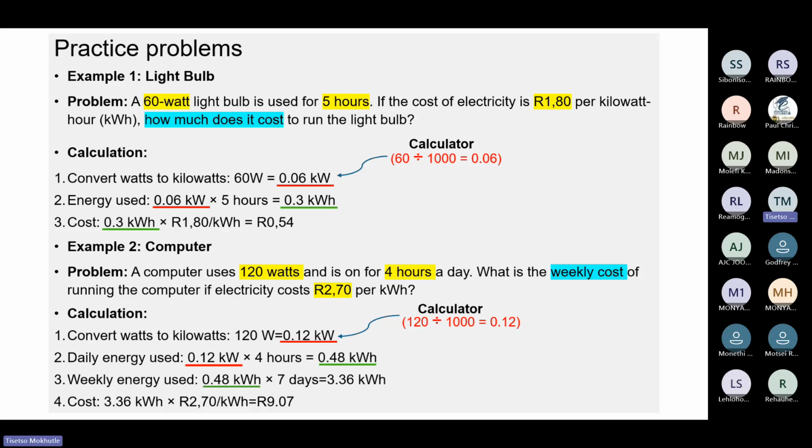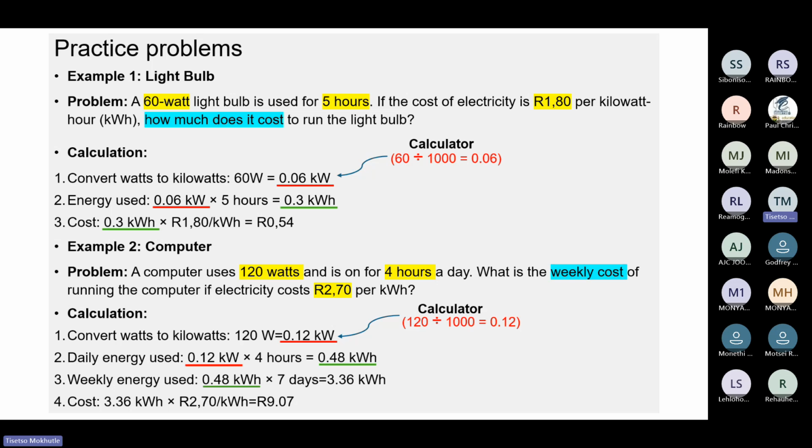Example number 2, a computer uses 120 watts. Remember, the moment you see 120 watts, it means you must divide by 1,000, because we want it in kilowatts, and it's on for 4 hours. Okay, the duration of time must be in hours. If it's not in hours, it must be changed to hours. What is the weekly cost?